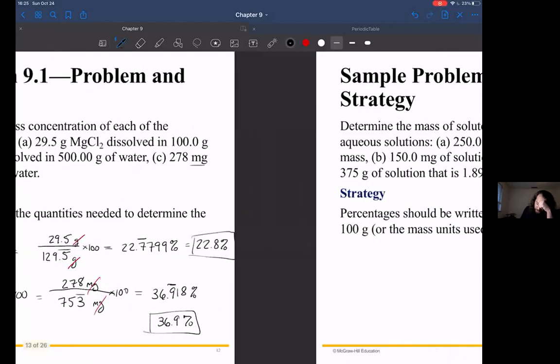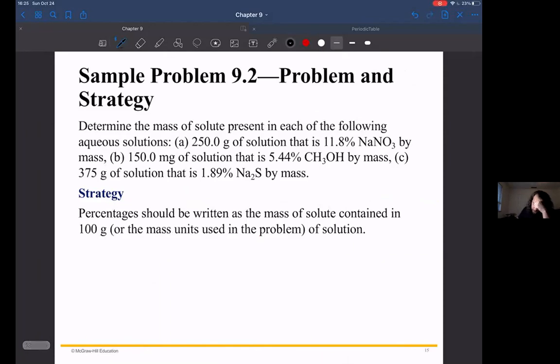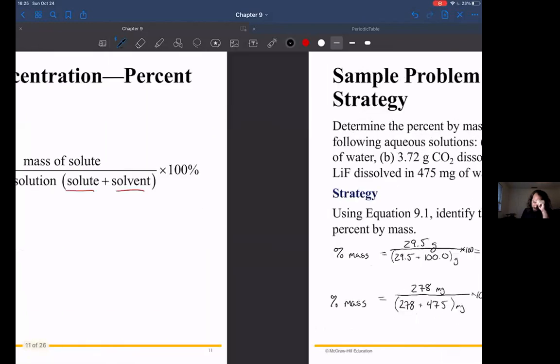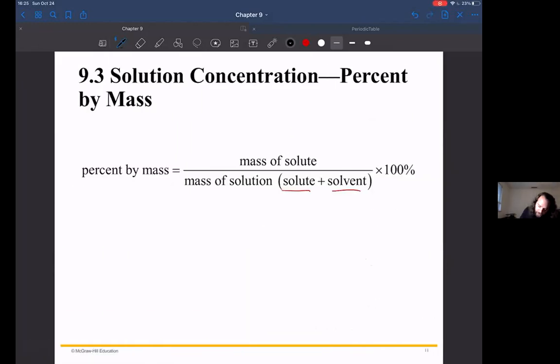Okay. Now, how do we use this piece of information? We can determine the mass of solute present in each of these solutions. We're going to do this by taking the same equation, but now we're going to rearrange it. Before, we were solving for the percent mass. Now I'm given the percent mass, and what's missing is the mass of solute. So I'm going to just rearrange my equation.